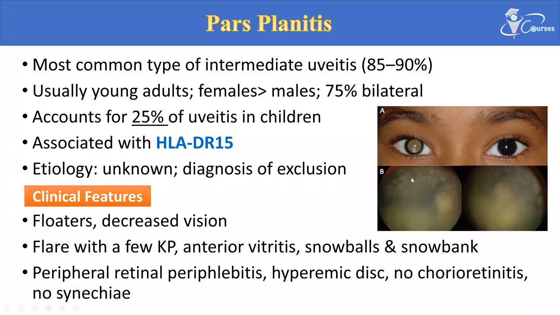Snowballs are collections of cells due to epithelioid cells or giant cells. The snowbanks are due to the position of the inflammatory exudation on the inferior pars plana. There is also peripheral retinal inflammation of the veins, periphlebitis, and a hyperemic disc, but there is no chorioretinitis and no synechiae.